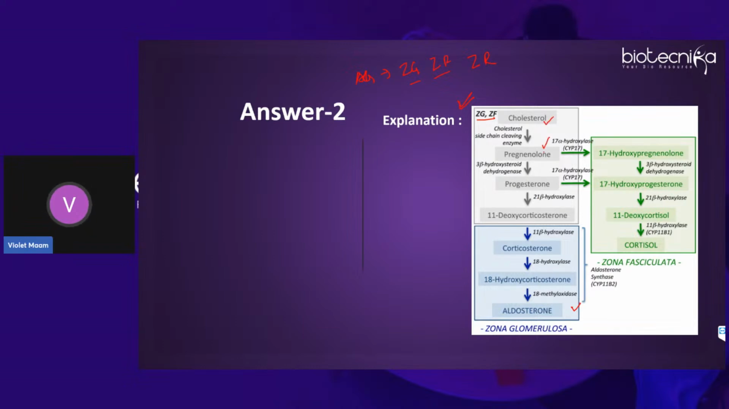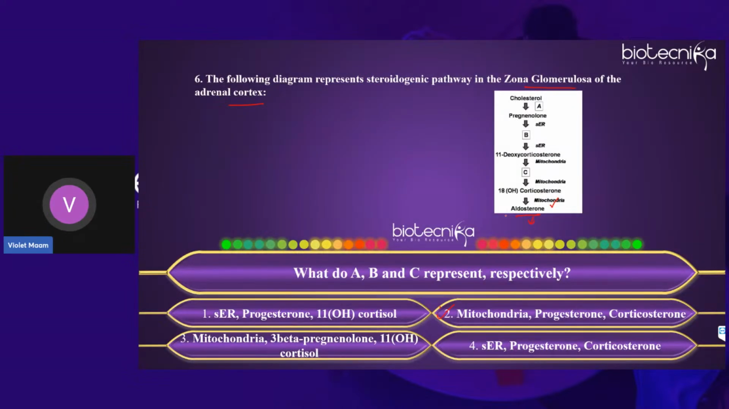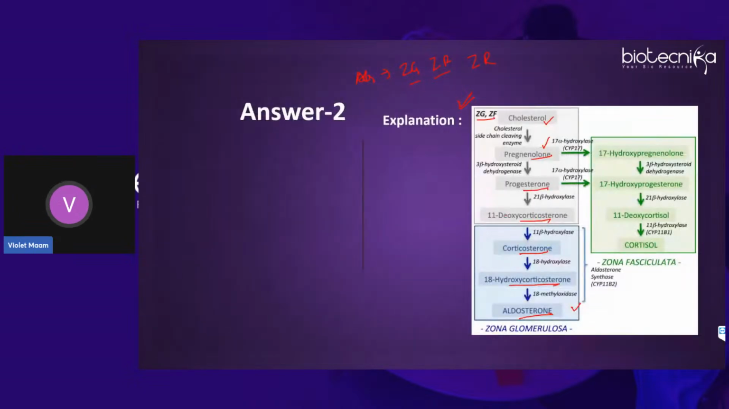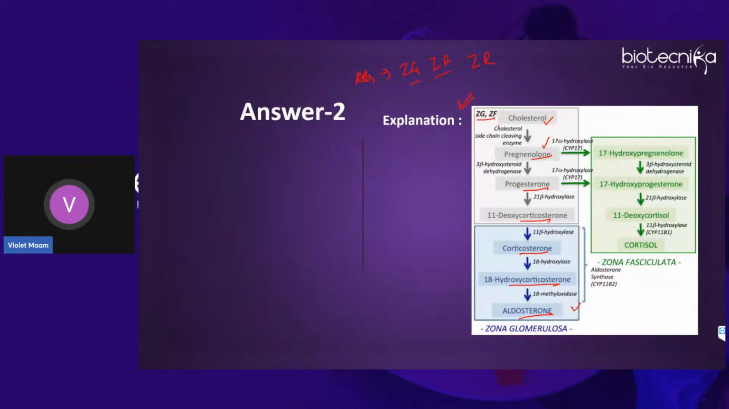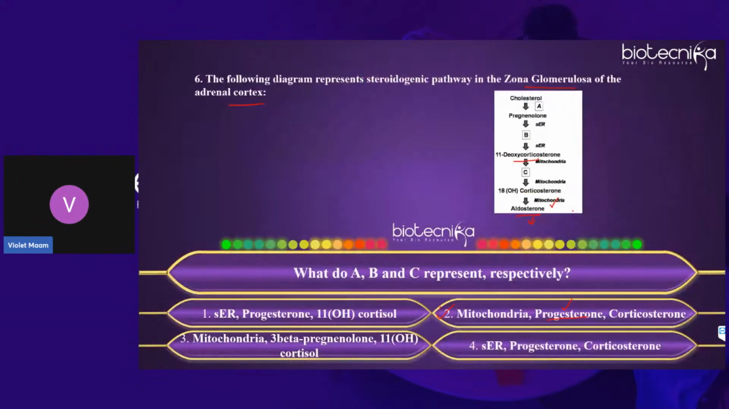Cholesterol gets converted to pregnenolone, then to progesterone, then 11-deoxycorticosterone, which will further get converted to corticosterone, 18-hydroxycorticosterone, and aldosterone. So this is the pathway. According to this pathway, cholesterol, pregnenolone, and then B will be progesterone. Then 11-deoxycorticosterone is getting converted into corticosterone, right? So it will be this and this. Now here you can see options 2 and 4 are similar.